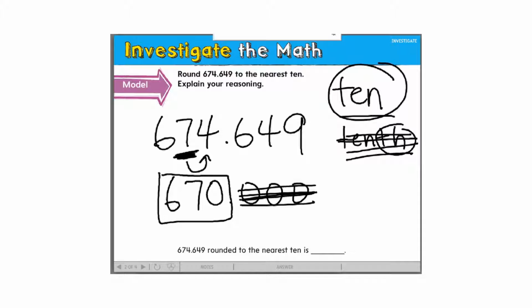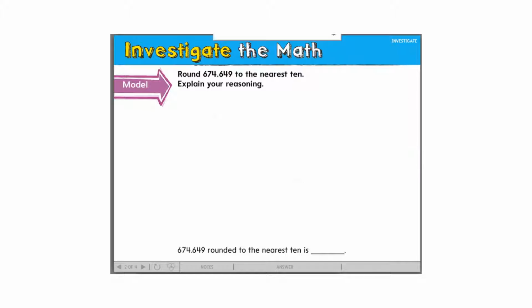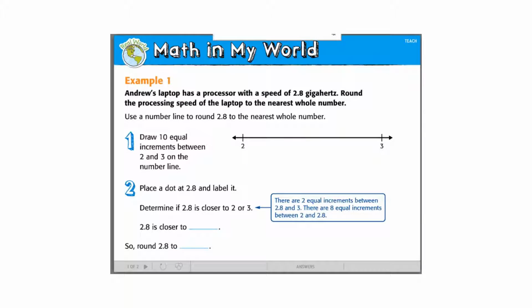So in this case, you had all those digits in the decimal places, but you didn't even really need to use them because we rounded to the tens place. All right, look at your first example on your page. Andrew's laptop has a processor with a speed of 2 and 8/10 gigahertz. Round the processing speed to the nearest whole number. So what is the nearest whole number in this number?